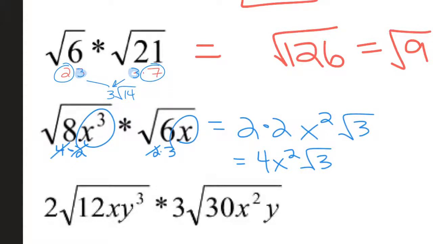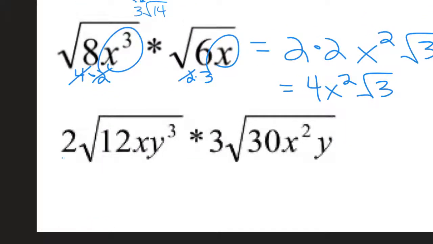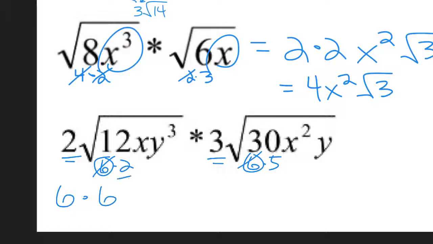Now this last problem looks really intimidating, but it's actually pretty easy. We already have some numbers outside, so they're waiting for all these variables to get out of jail. So we have a 6 on the outside just to start out with. Now 12 is 6 times 2, and then 30 is 6 times 5. So the 6's are going to make their way out and cause another 6. And take a look. We've got a 2 and a 5 left in the radical. So we can go ahead and write that as a square root of 10.